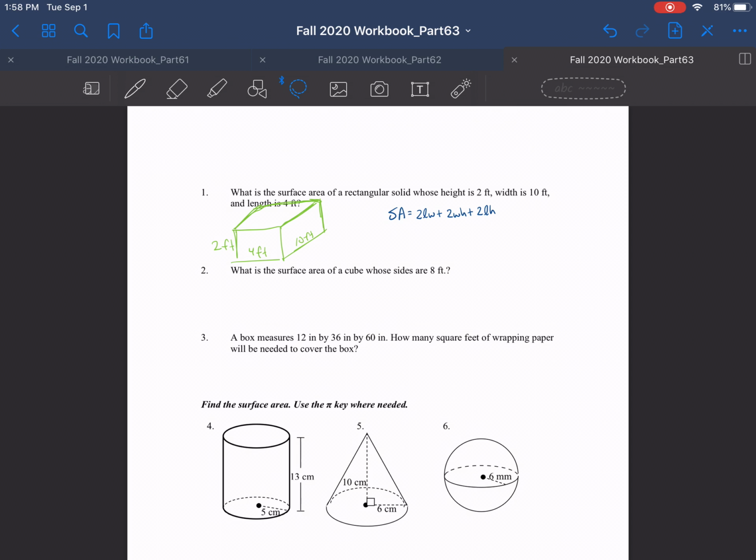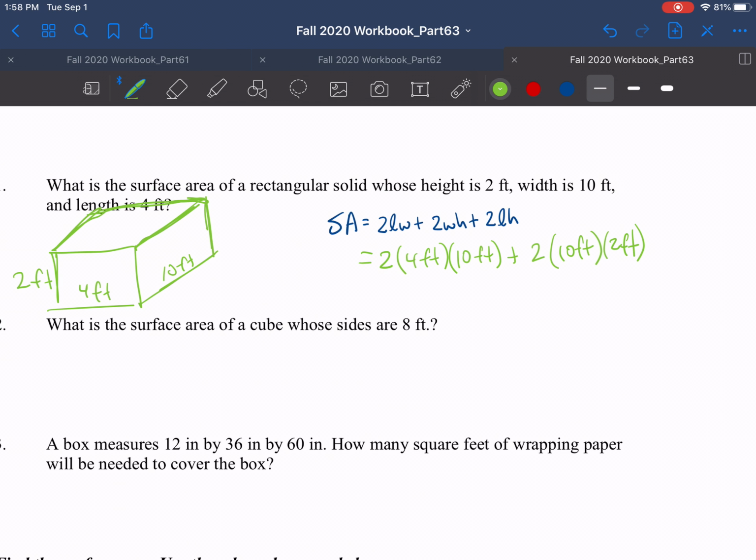And so this is going to be 2 times the length times the width. So the length is 4 feet, and the width is 10 feet. And then plus 2 times the width, which is 10 feet, times the height, which is 2 feet, right? Plus 2 times the length, which is 4 feet, times the height, which is 2 feet.